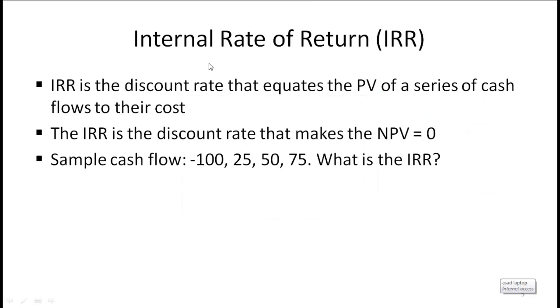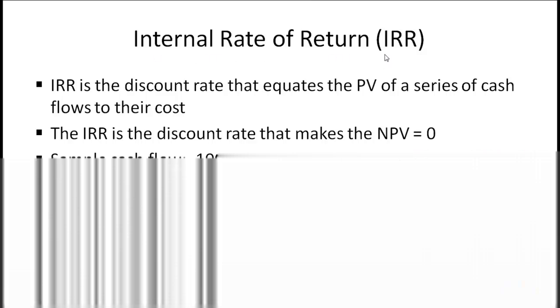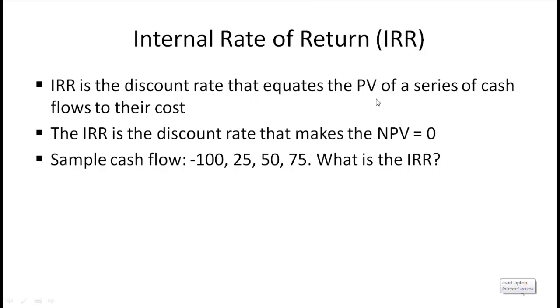Now let's talk about another very important concept, which is the internal rate of return, or IRR. IRR is the discount rate that equates the present value of a series of cash flows to their cost. The IRR is the discount rate that makes the NPV equal to 0. Let us just do a calculation for IRR and then we will talk about its interpretation. So notice that IRR is the discount rate that makes the NPV equal to 0.